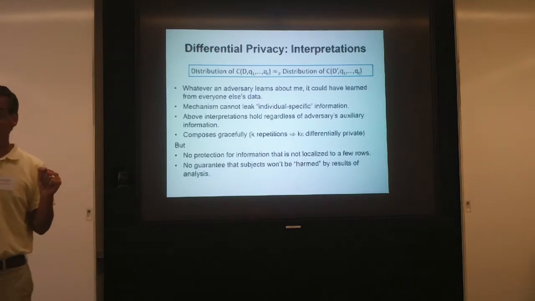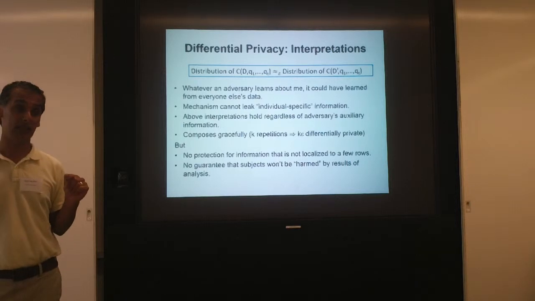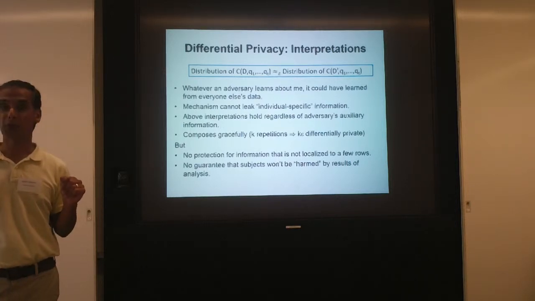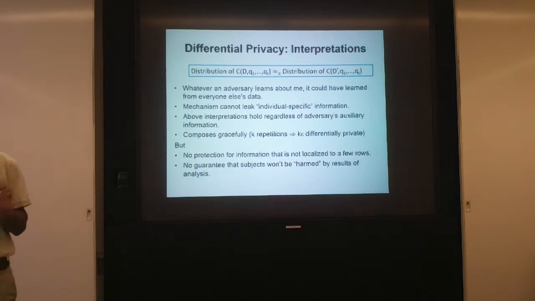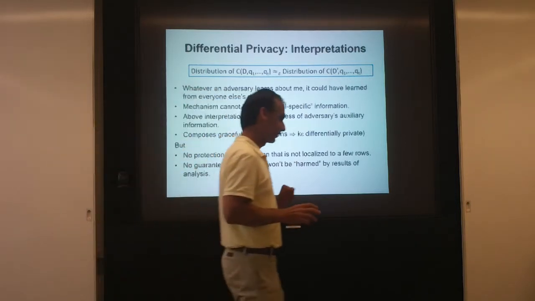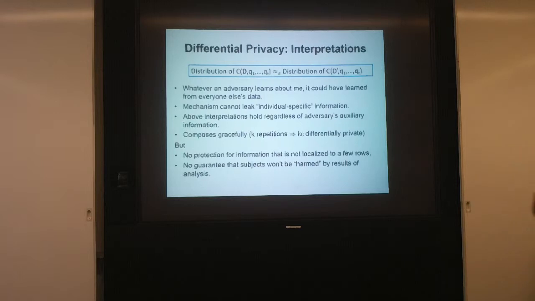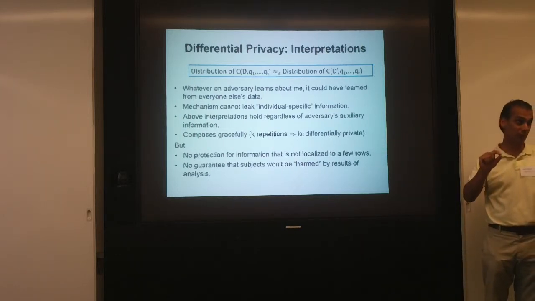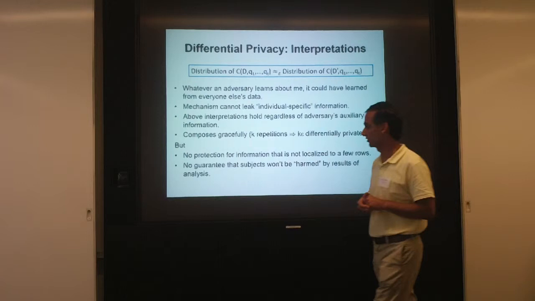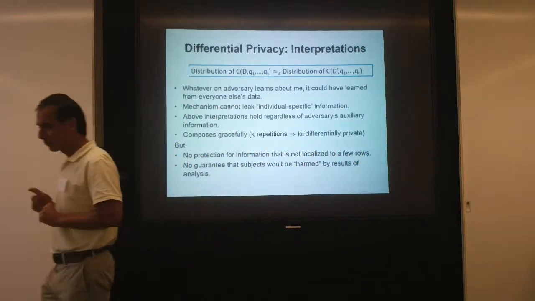Or if you have data about an individual that's spread throughout the entire data set. Like, an embarrassing picture of me went viral, and it's on everyone's wall, and so every row in the data set has this embarrassing picture of me. Differential privacy is not going to protect it because it's not localized to a single or a small number of rows in the data.